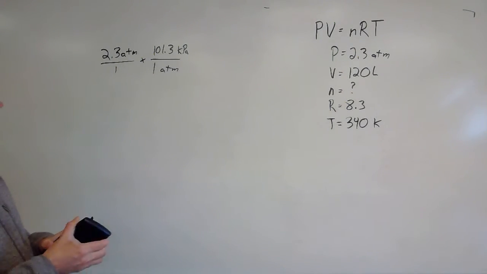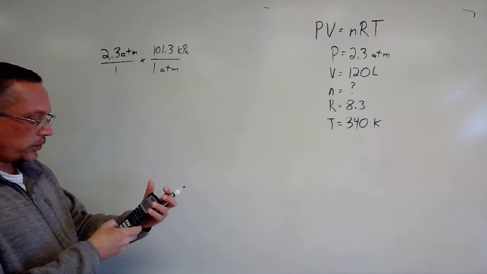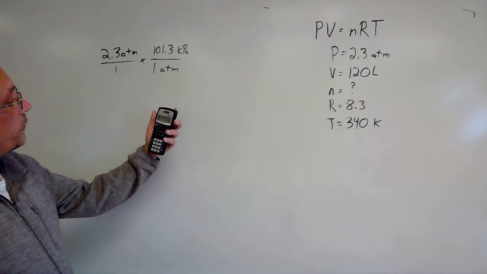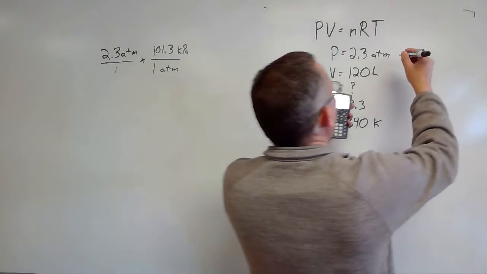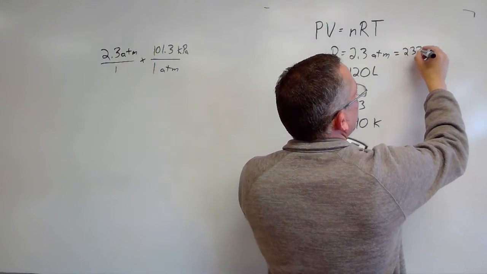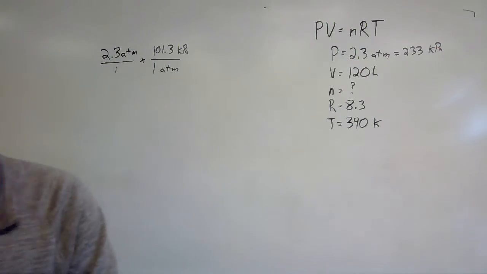Now I'm going to grab my calculator and I'm going to work this out. I've got 2.3 times 101.3, which means that 2.3 atmospheres is equal to, I'm rounding this off a little bit, 233 kPa, kilopascals. Okay.